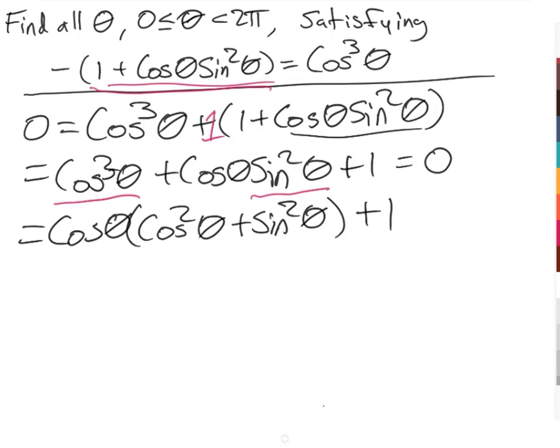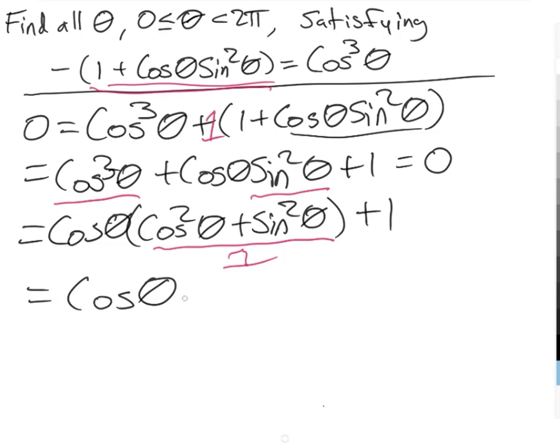Now what do we notice after doing this? Well, we have the Pythagorean theorem right here. Cosine squared of theta plus sine squared of theta is always 1. So we can actually get rid of that. That is 1, so we have 1 times cosine theta, which is just cosine theta, plus the 1 that we had off to the side there. This is equal to 0. This is a very nice simplified expression, and it consists of just one factor. That factor is cosine theta plus 1, and that must be equal to 0.